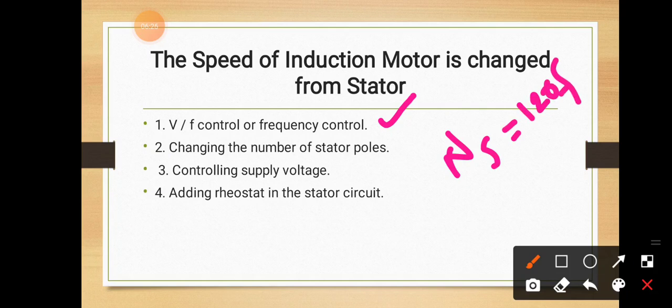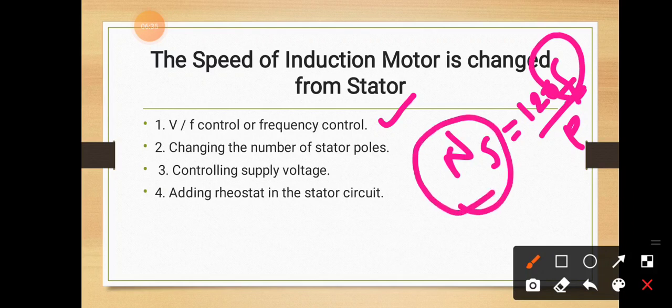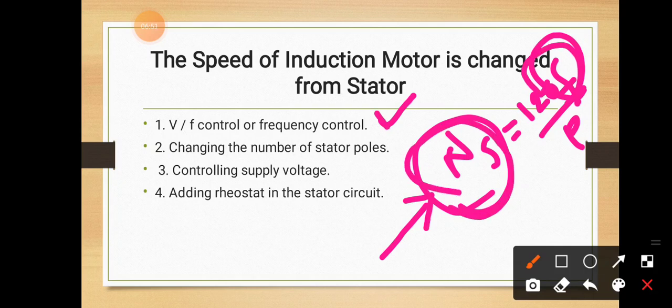Okay, so if I should explain voltage to frequency control or frequency control, Ns is equal to 120 f by P. This is your synchronous speed. So if you change this frequency, you can change the synchronous speed. Our aim is to control the speed of the induction motor. So if I control the frequency of the motor, I can control the speed of the motor. That is what will happen in the first case.